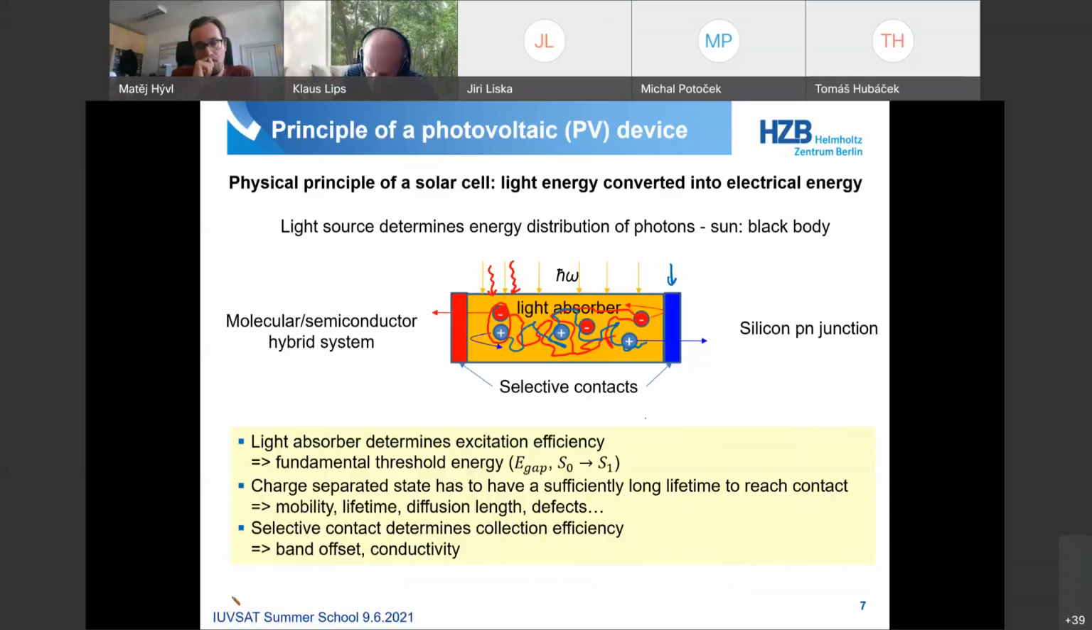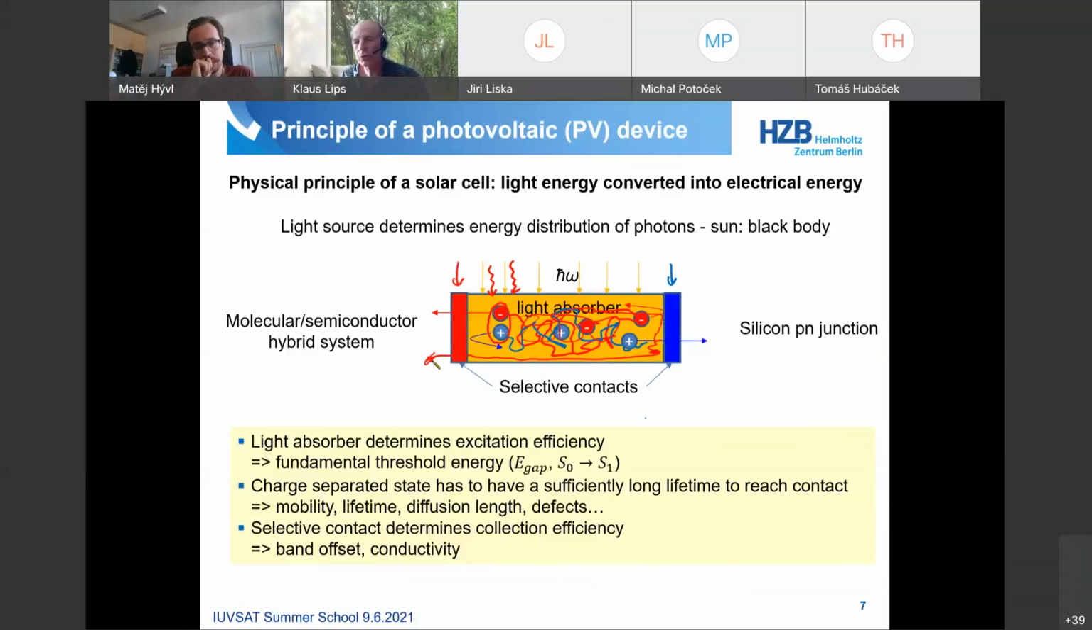What it means is that the electron is wandering around. Once it hits this side, the right side, it cannot get out, but once it makes it to the left side, it can go through that contact and be collected. The hole, the positive charge, is doing the same thing, but goes out at the blue contact. And by that, you get a direct current.